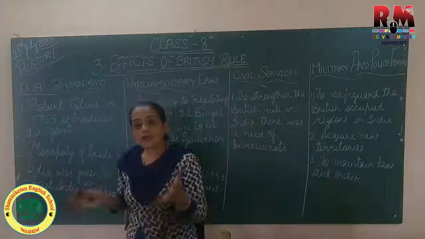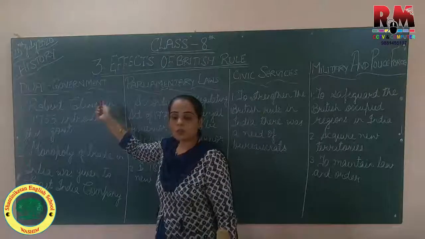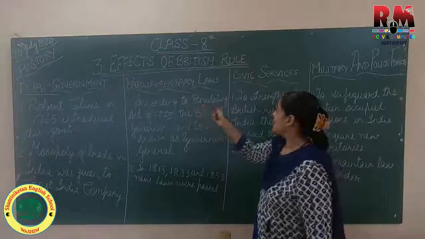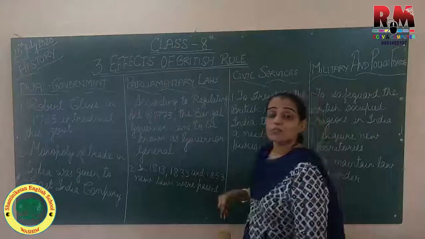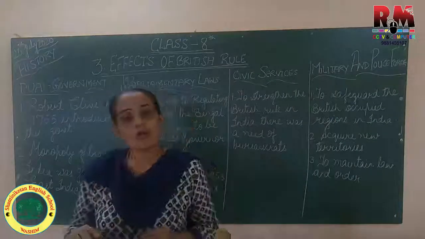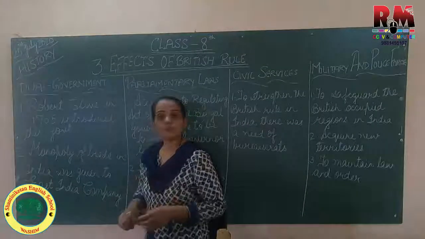The effects of British rule on India were that the dual government system was formed, parliamentary laws were enacted, civil services were started, and a military and police force was established to maintain law and order. Now one by one we will go through all these topics.